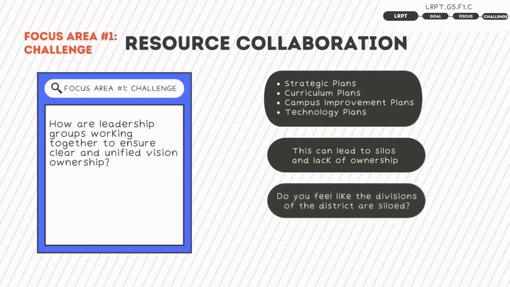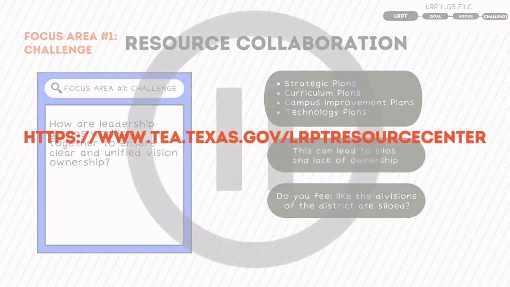Thinking through how this looks in your district, do you feel like the divisions of the district can function as if in silos? Circling back to the original question, how are leadership groups working together to ensure clear and unified vision ownership? Let's talk about the action steps that could get us there. Pause the video here to write your reflections on this challenge down in your workbook.